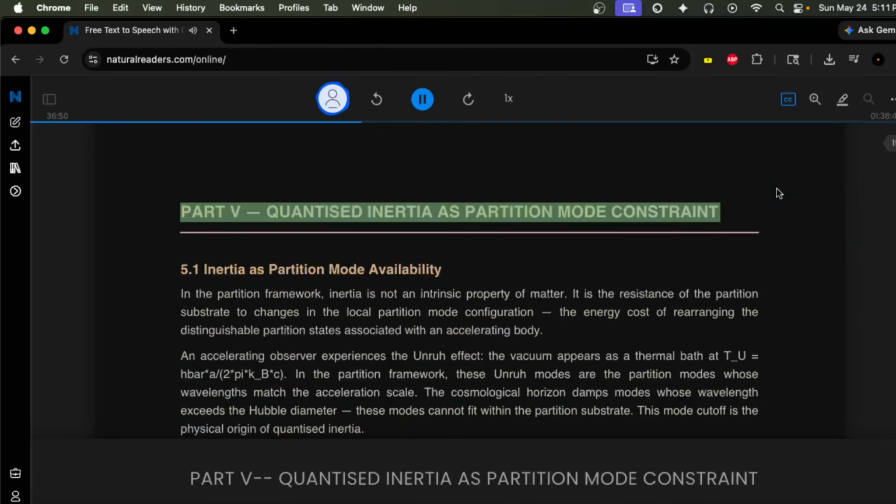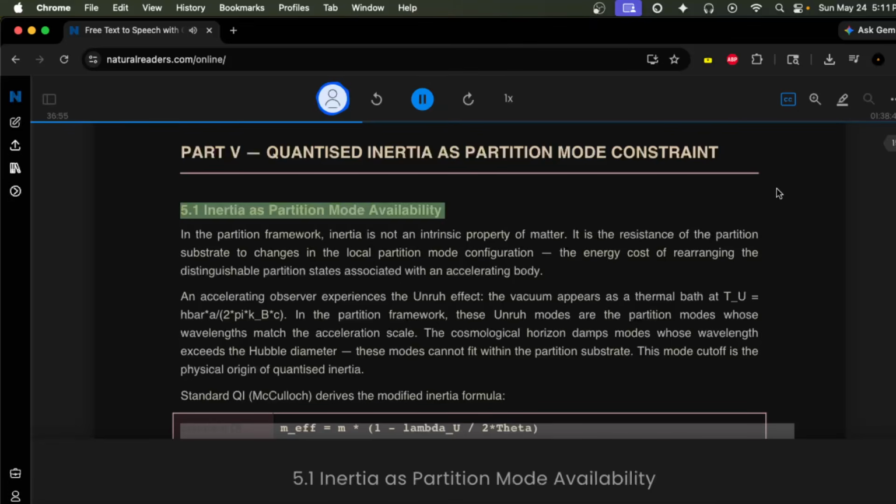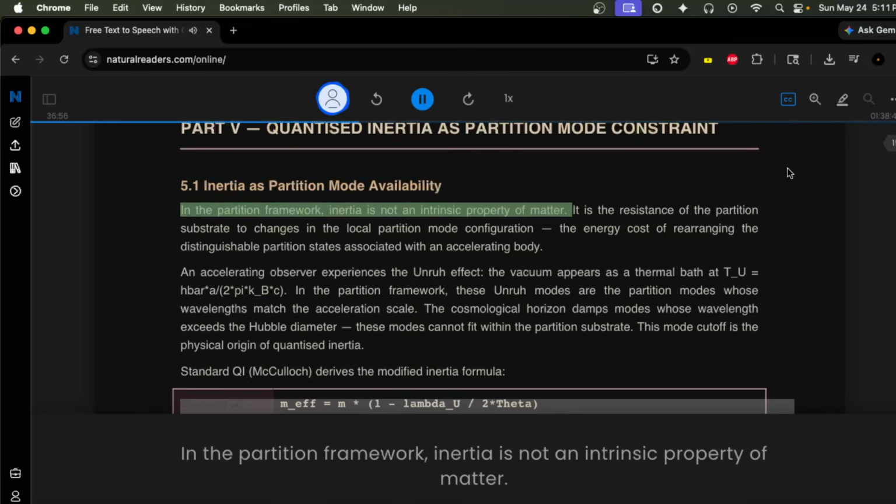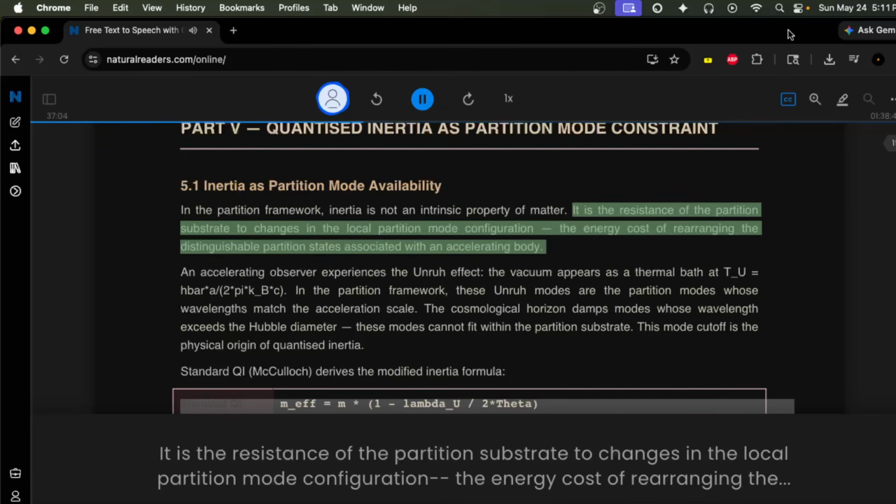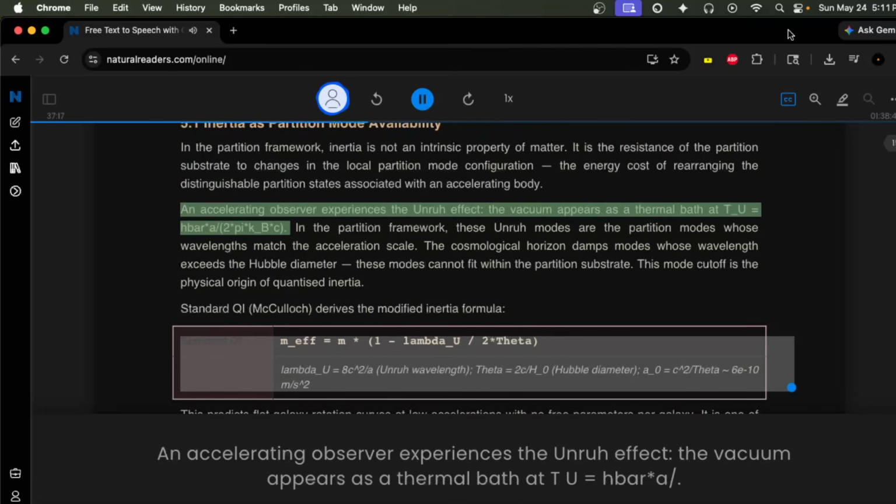Part 5: Quantist inertia as partition mode constraint. 5.1 Inertia as partition mode availability. In the partition framework, inertia is not an intrinsic property of matter. It is the resistance of the partition substrate to changes in the local partition mode configuration, the energy cost of rearranging the distinguishable partition states associated with an accelerating body. An accelerating observer experiences the Unruh effect. The vacuum appears as a thermal bath at Tu = h-bar A.